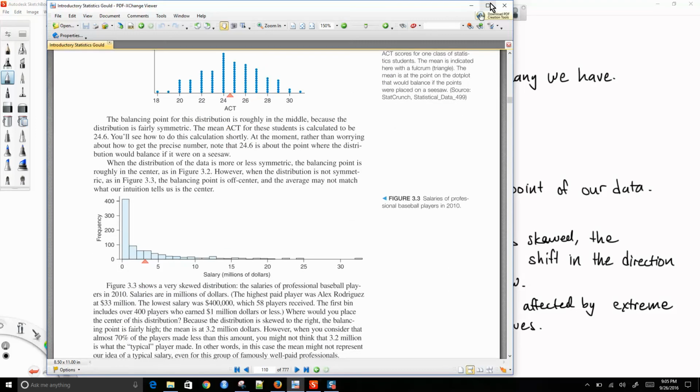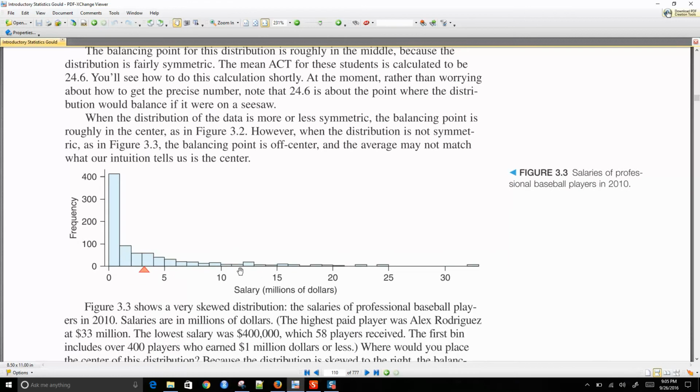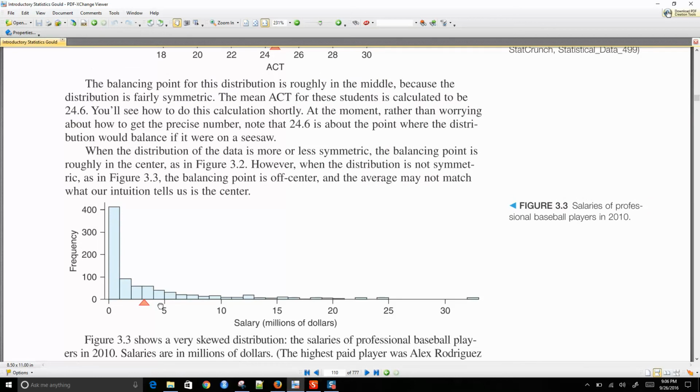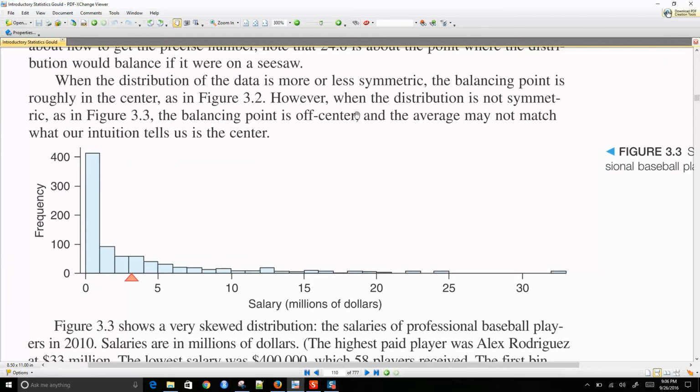So in the textbook, there's a graph here. Here's a histogram of baseball players' salaries, not even starting salaries, just baseball players' salaries. We would say this distribution is skewed in which direction? Skewed to the right, okay? And so in order for it to be balanced, the mean gets put right here, and this is where the distribution will be balanced.